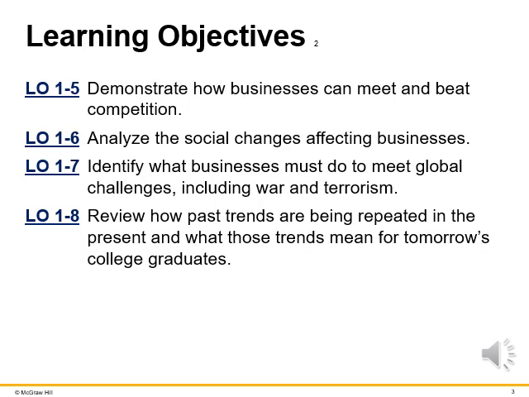The fifth learning objective is to demonstrate how businesses can meet and beat their competition. You'll also be learning how to analyze the effect of social change on businesses. You'll be able to identify what businesses need to do in order to meet the global challenges like war and terrorism. And then finally, you'll review how past trends are being repeated in the present and what those trends mean for college graduates going forward.